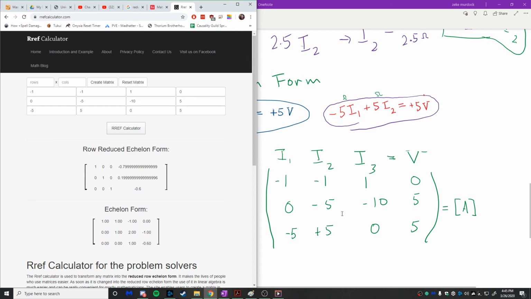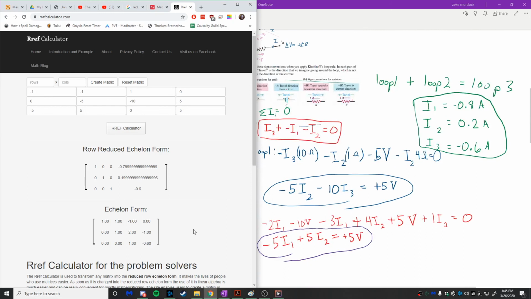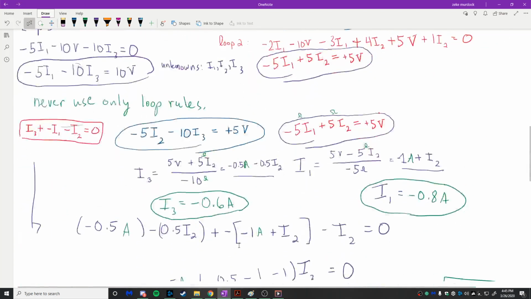So this is I1, right? I1 is equal to negative 0.8. It should be right. Yeah. So negative 0.8, positive 0.2, negative 0.6. It's just that easy. You can avoid lines and lines and lines of algebra.